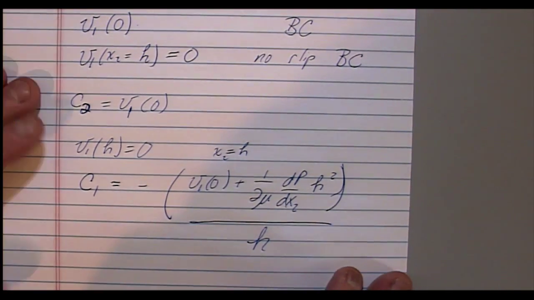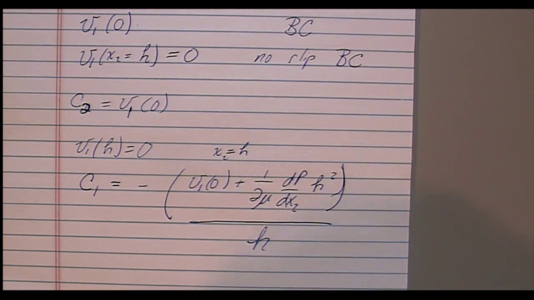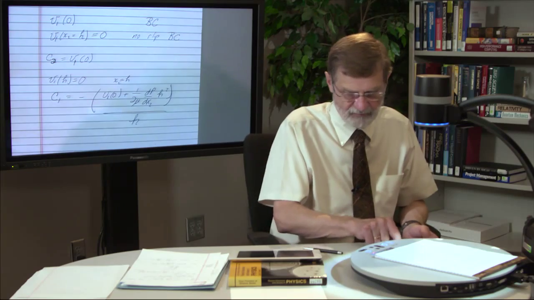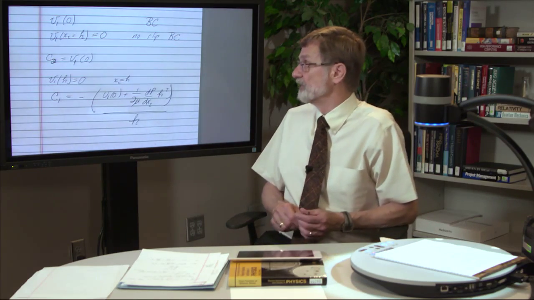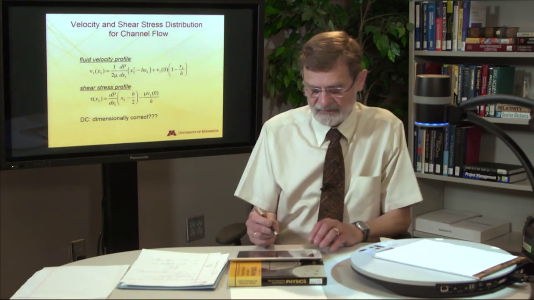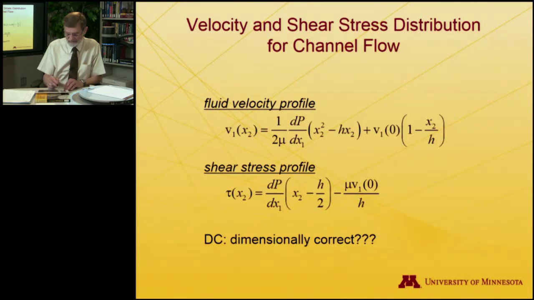And if we plug all that back in, we can go back to the PowerPoint presentation. We end up with expressions for the velocity that are shown here. The velocity depends upon vertical position in the flow, depends upon the initial velocity at the top, and depends upon the pressure gradient. And the shear stress, likewise, depends upon the boundary conditions, the velocity at the top plate, and the pressure gradient in the system.